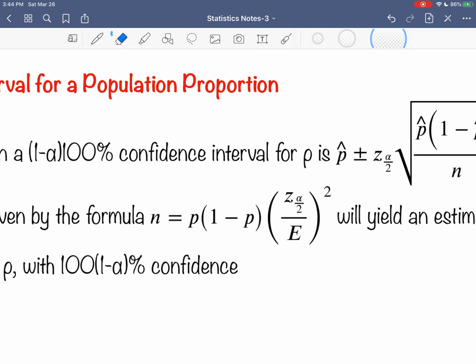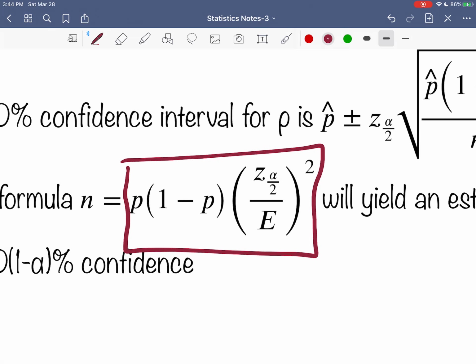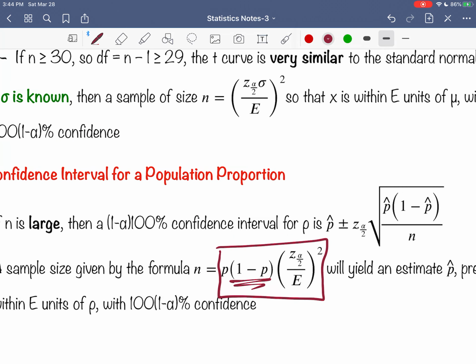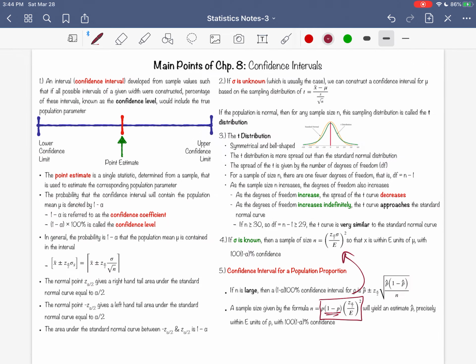It also applies to calculating the sample size. So when you calculate the sample size, again, we're solving for N. It's the same concept, except the formula just changes a little bit. And so you have a variation on the one we saw above right there. And that was a really quick summary of the main points of chapter 8.